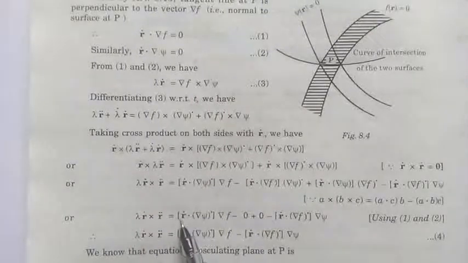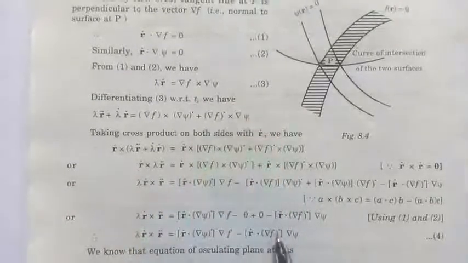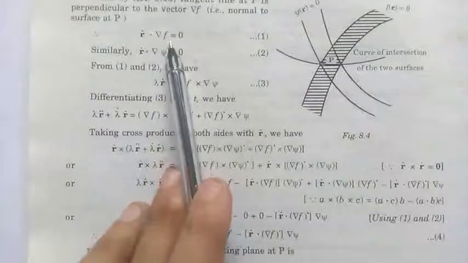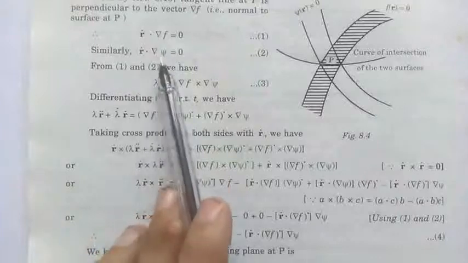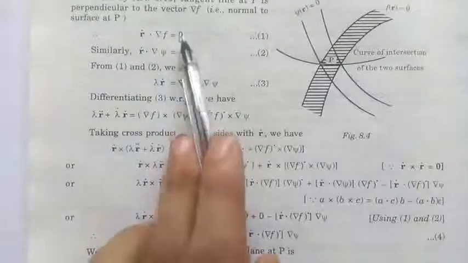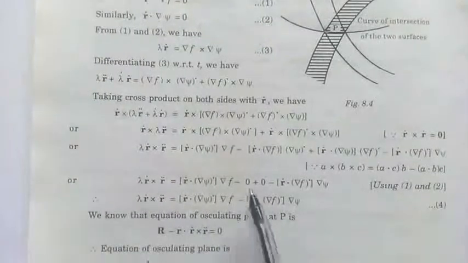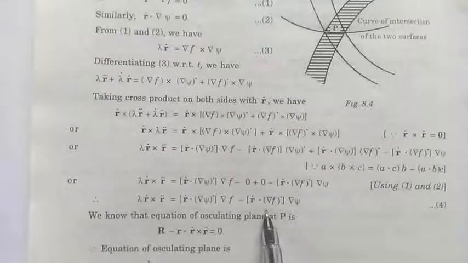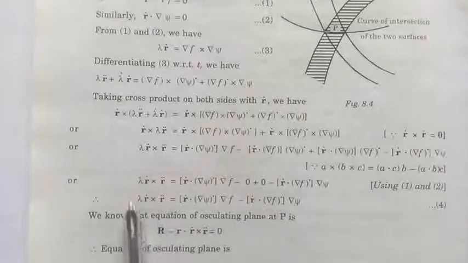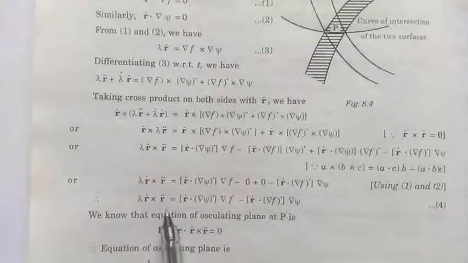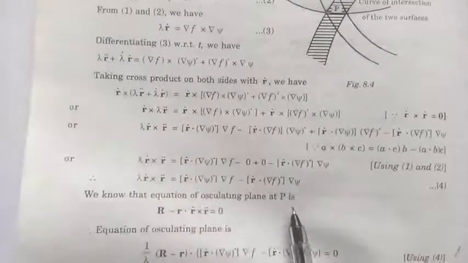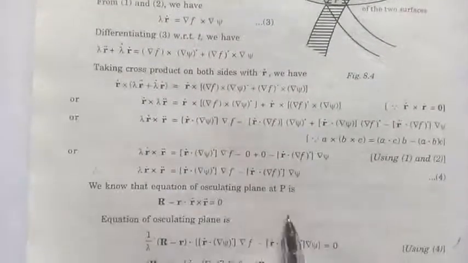Now by using equations 1 and 2 here, because r dot gradient f is 0, and r dot gradient ψ is also 0, using these two equations we get λ r dot cross r double dot is equal to this expression. Now we have obtained the value of λ r dot cross r double dot. We can substitute this value in the equation of osculating plane because we are required to find the osculating plane's equation at the point P.